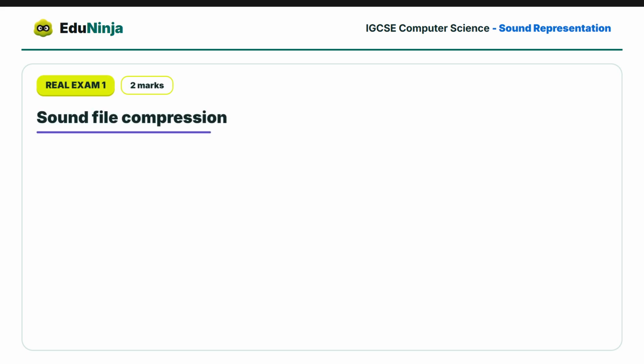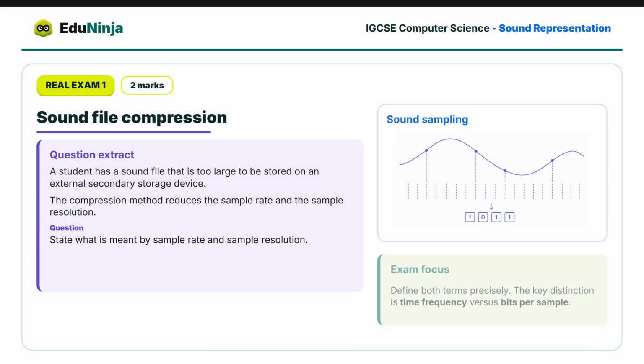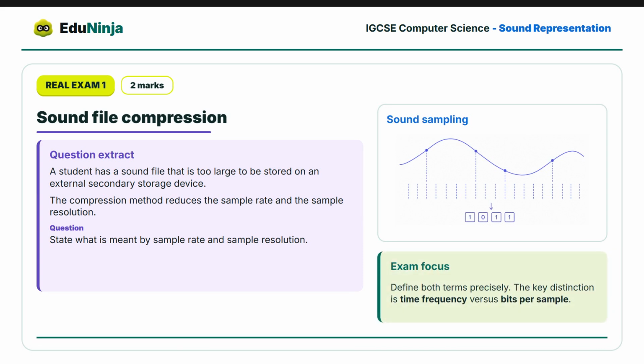Real Exam 1. 2 marks. Define sample rate and sample resolution. Sample rate is the number of samples taken from a sound wave each second. Sample resolution is the number of bits used to store each sample. The key distinction is samples per second versus bits per sample.